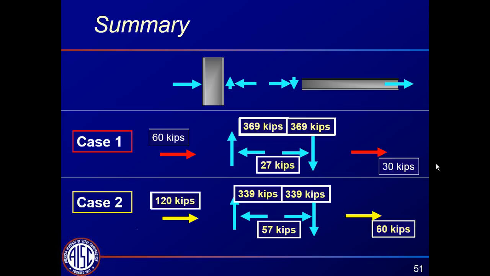If you wanted to, you could design the connections here for the vertical and horizontal for case 2, and then also for case 1, check it separately for each of these. Or if you want to be a little conservative, you could take the maximum vertical and combine it with the maximum horizontal. In some cases that will be slightly conservative, in some cases that might be extremely conservative.